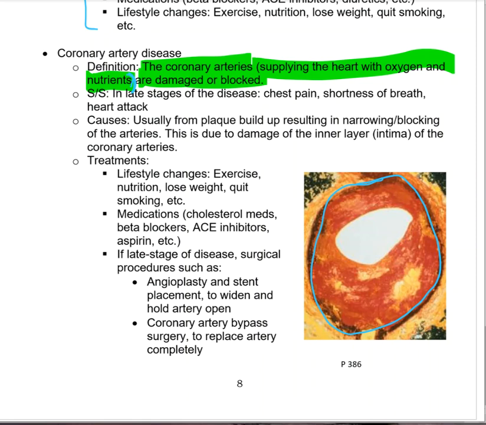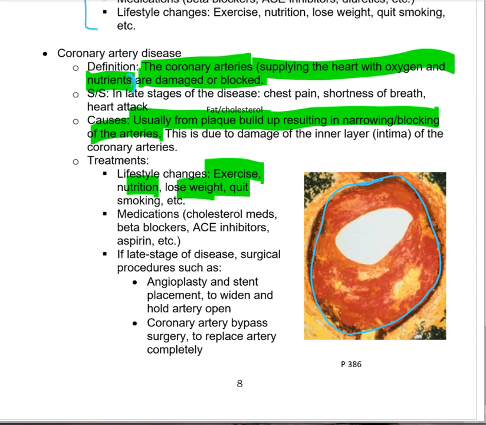The cause is usually from a plaque buildup, and this plaque buildup is a combination of a bunch of things, but often is a fat cholesterol buildup, and that results in narrowing or blocking of the arteries. This damages that inner layer, that intima layer of the coronary arteries. It's called endothelium. So what are some treatments? Again, lifestyle changes, if we can do them, are great, like exercise, nutrition, lose weight, quit smoking. Same things as the ones that we just talked about above.